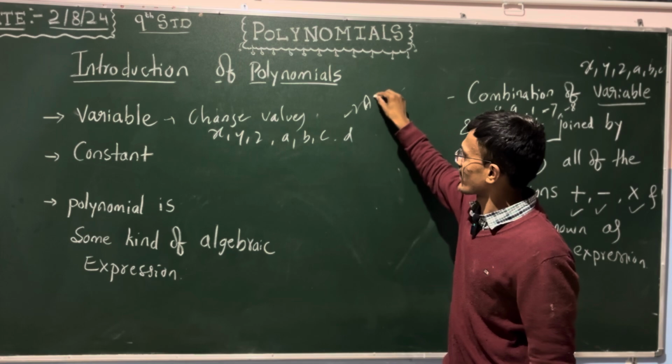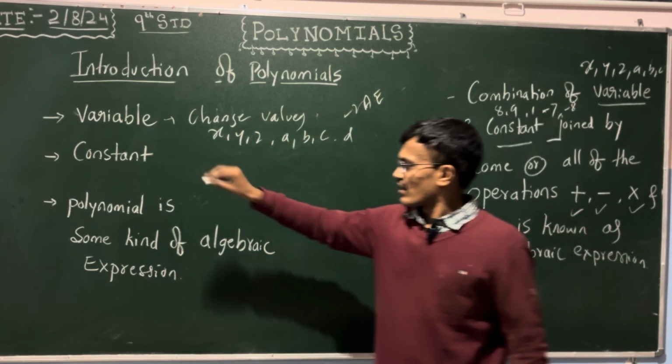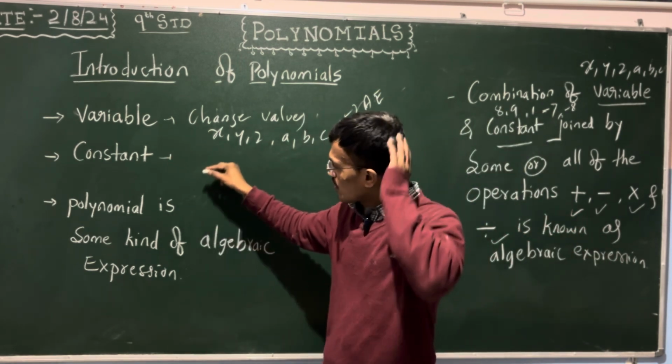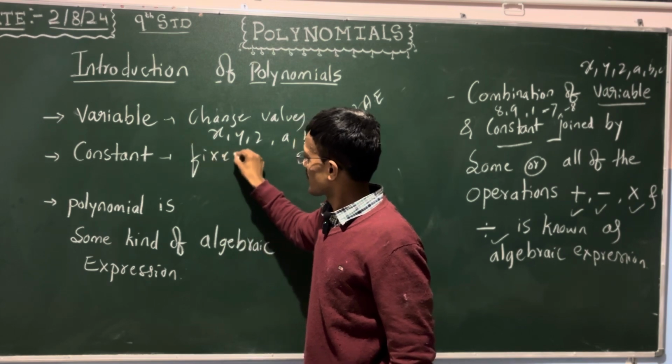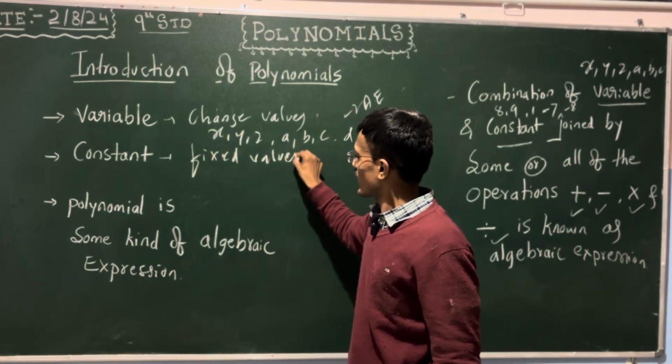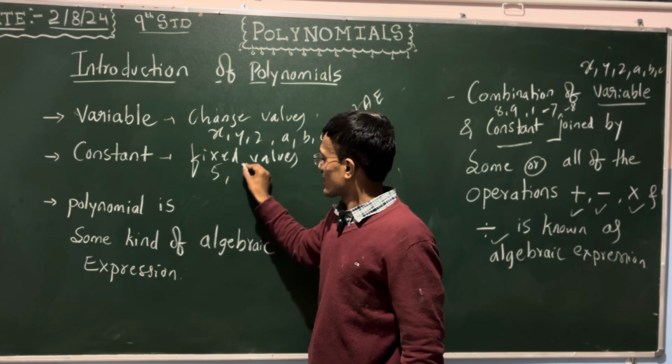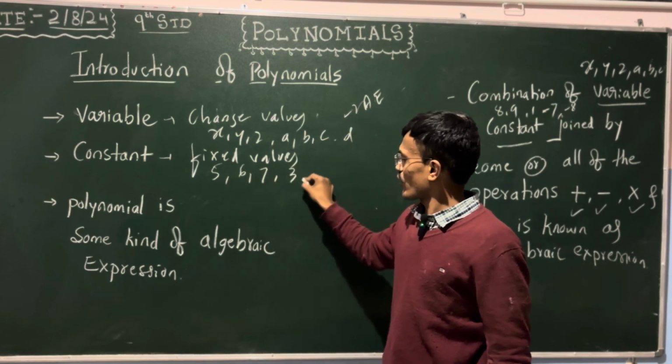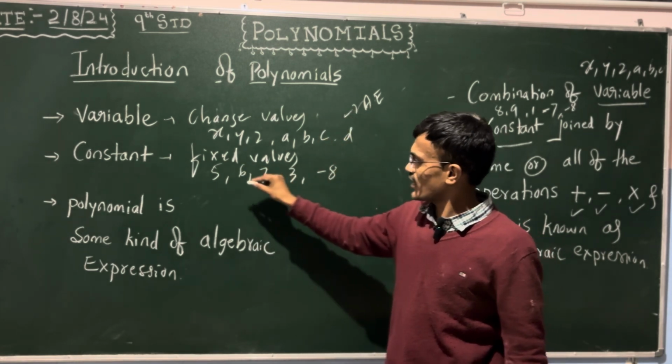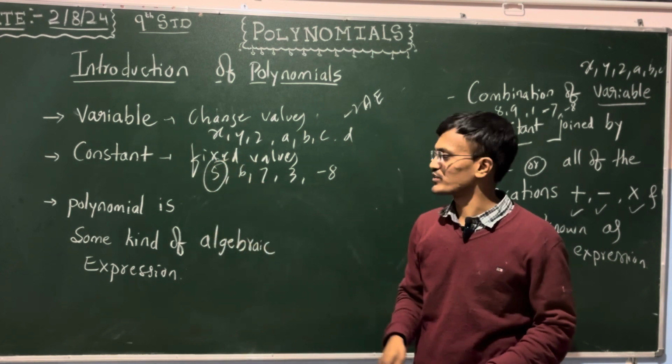And here, x, y, z, a, b, c, d, all of these we can use in an algebraic expression. And constant, what do you mean by constant? A constant is a fixed value, like 5, 6, 7, 3 or minus 8. These are called fixed values, they won't change.